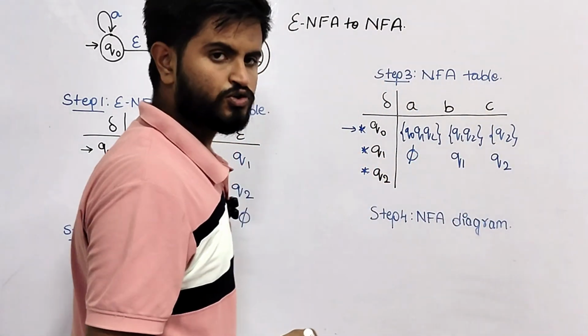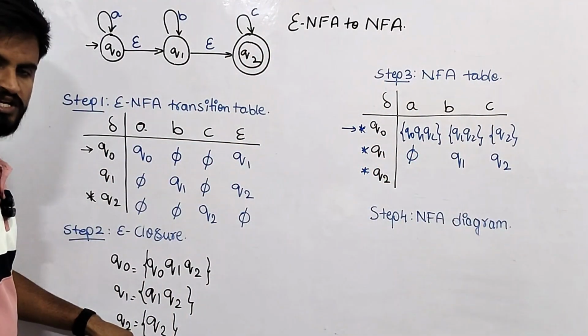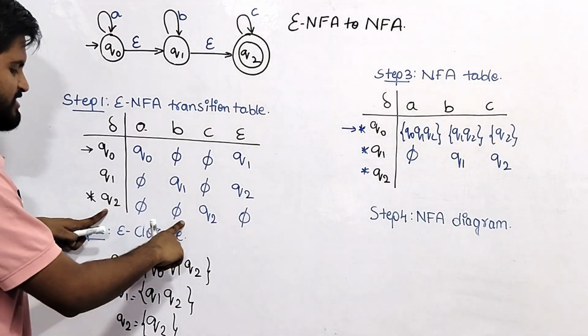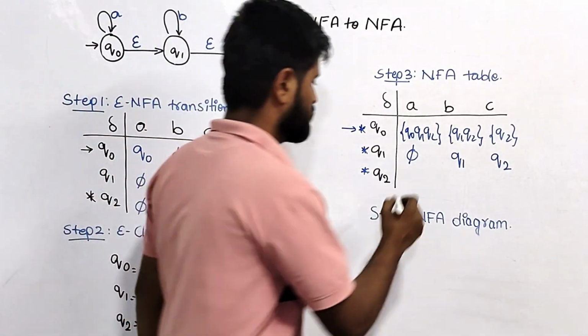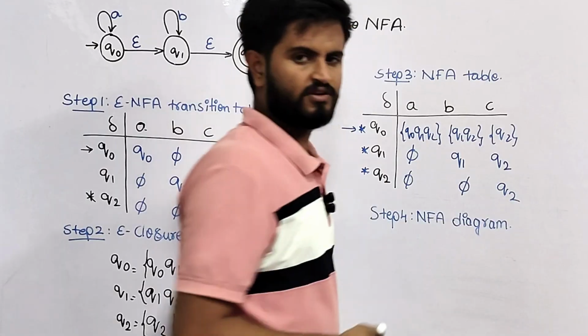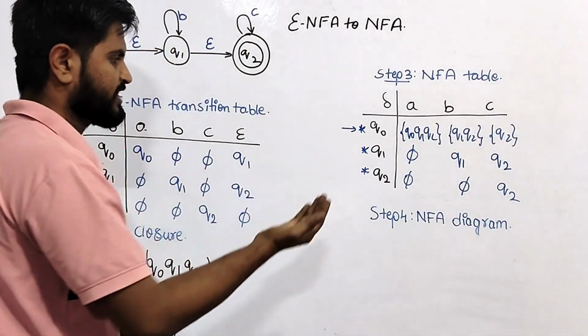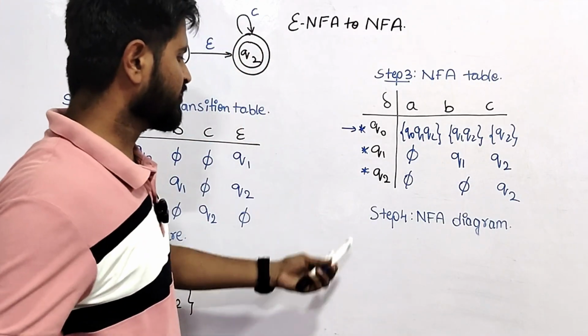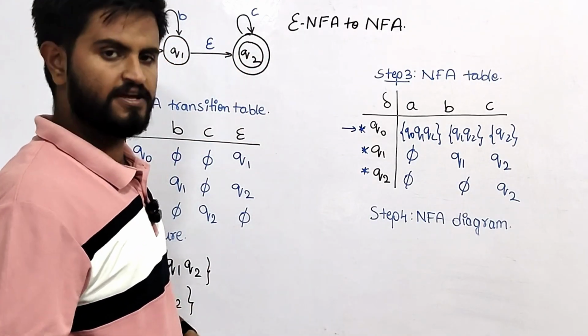Next for the Q2 state, the epsilon closure is the Q2 state itself. So for A it is phi, for B it is phi and for C it is Q2: phi, phi, Q2. Phi represents the null state, that is, there is no transition when A or B is given as the input. Now the last step is to design the NFA diagram.